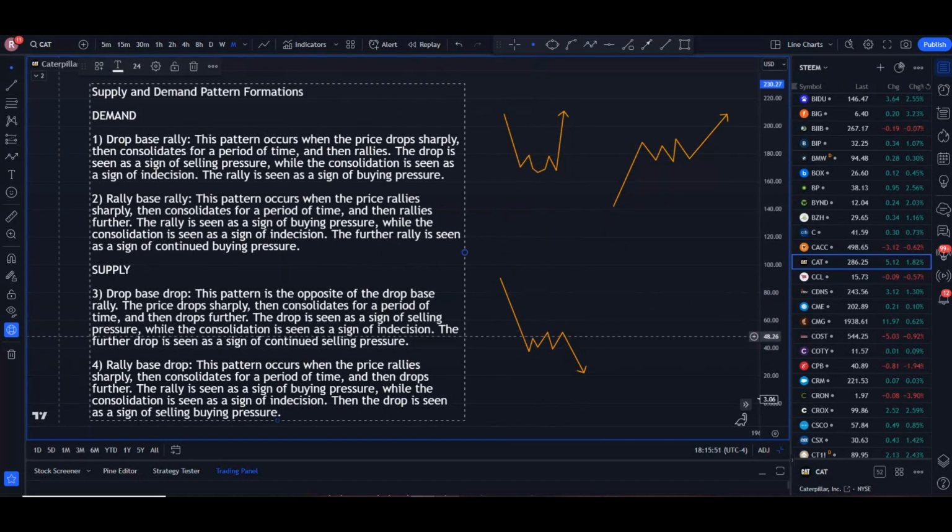Last but not least, you have the rally, base, drop. This pattern occurs when the price rallies sharply, then consolidates for a period of time, then drops further. The rally is seen as a sign of buying pressure, while the consolidation is seen as a sign of indecision. Then the drop is seen as a sign of selling pressure.